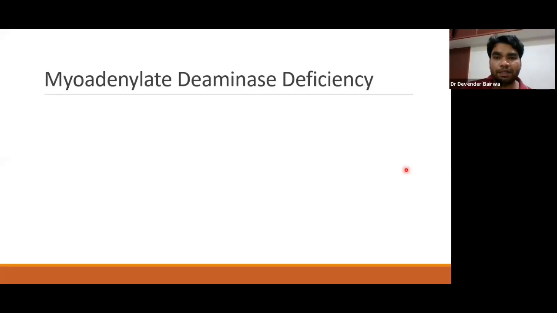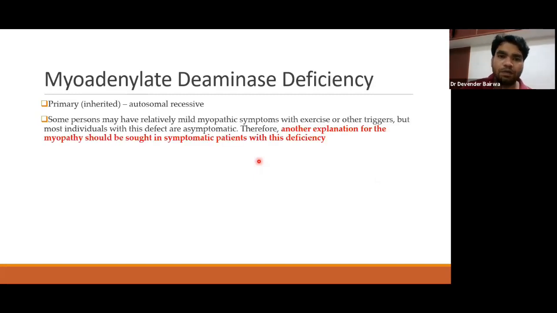Coming to myoadenylate deaminase deficiency, also known as MADD. You will also read about this in your chapter on myopathy, where it is mentioned as one of the causes of muscle disease. The primary disease is generally inherited as an autosomal recessive condition. Some patients may have mild myopathic symptoms where exercise is the trigger, but generally most individuals will be normal and asymptomatic.